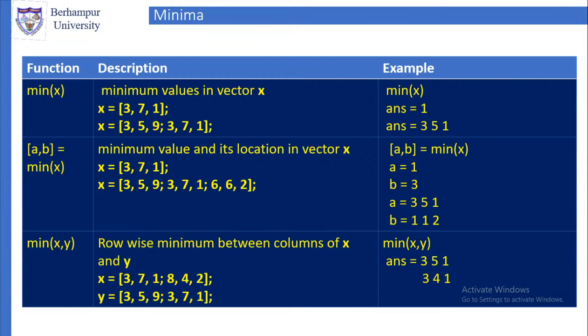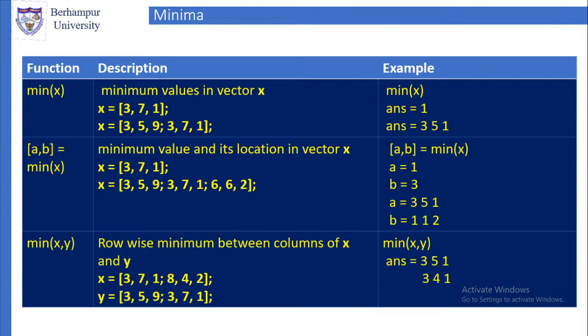For the next matrix, the minimums are 3, 5 and 1. They occur at the first column, first position and second position. So A is equal to 351, B is equal to 112. Similarly, min(x, y) is the row-wise minimum between the columns of x and y. So the answer will be 351, 341.